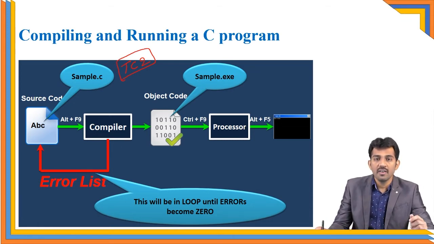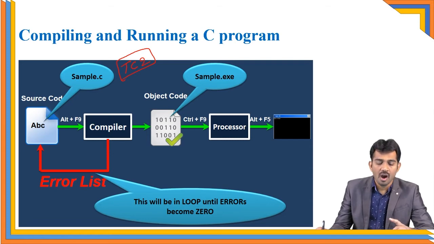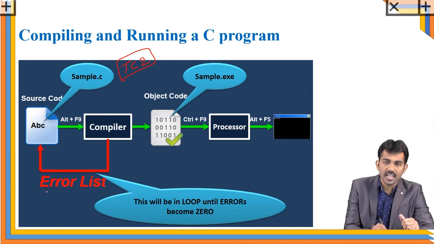Now, in our college, generally we are using IDEs like Dev C++. I will explain how to run a program in Dev C. First, we will observe what the general process is. When you compile a program with Alt plus F9, your program is converted into the object code. But if you have any errors, it generates an errors list.